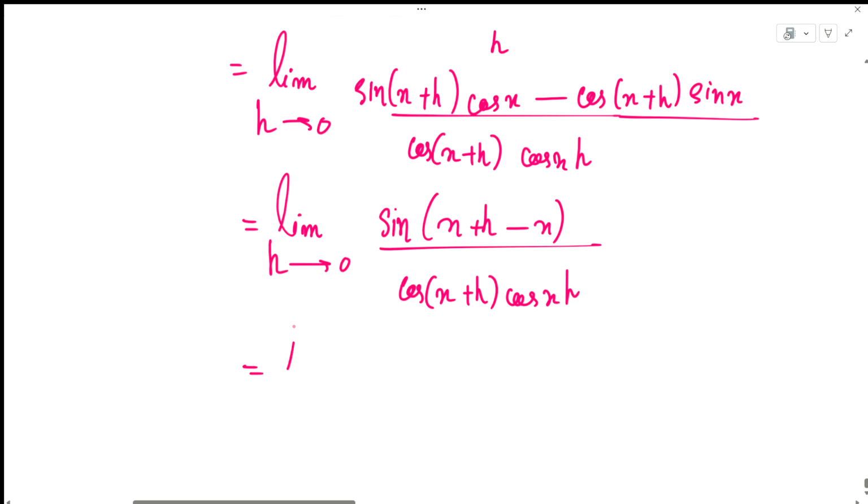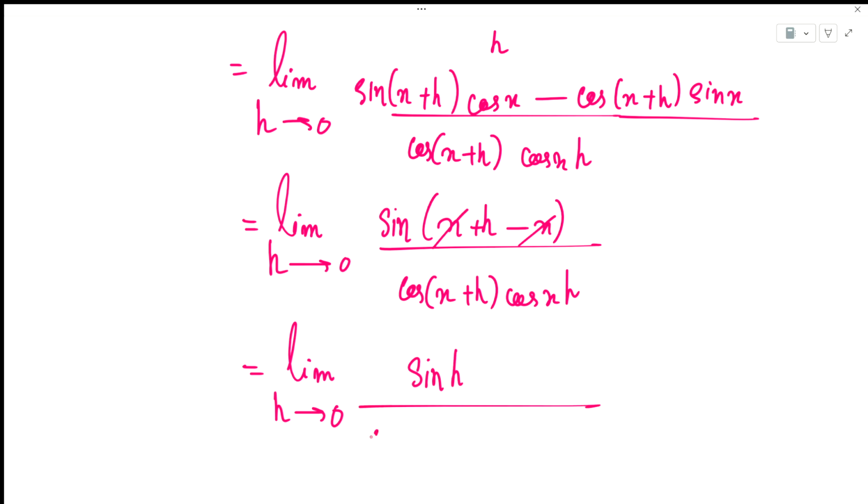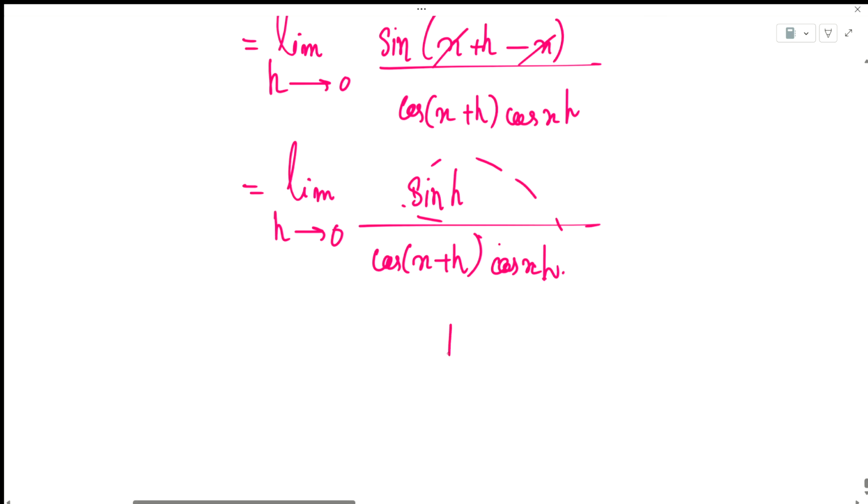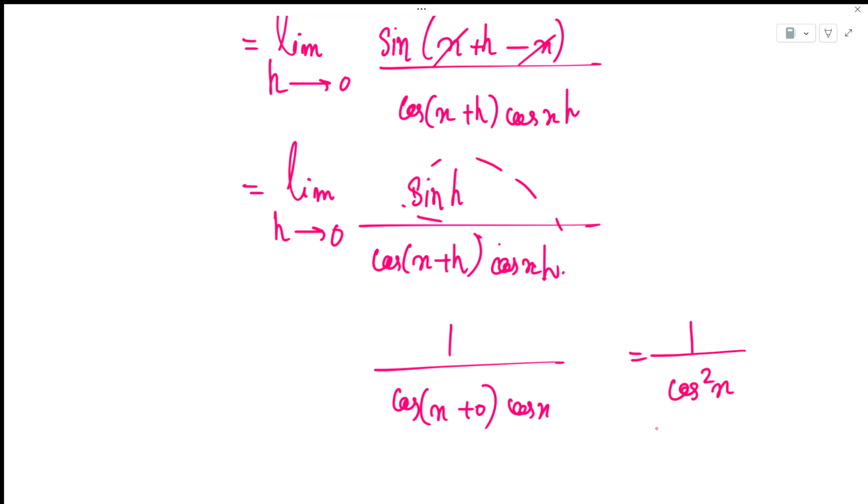So this gives me limit h tends to 0. I can simply cancel the x's out here. This is sin h upon cos of x plus h into cos x into h. So sin h by h gives me 1. So 1 divided by cos of x plus 0, and this is again cos x. So 1 divided by cos square x gives me sec square x. So sec square x is my answer.